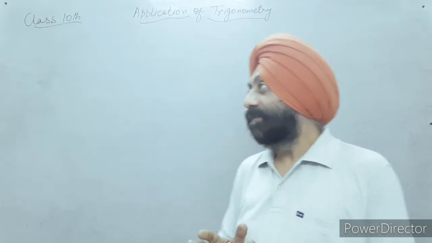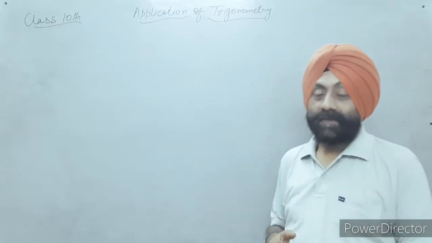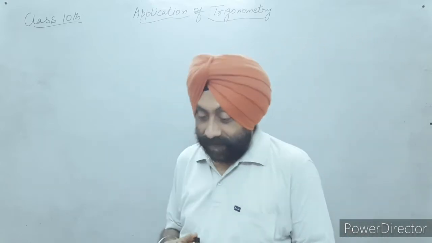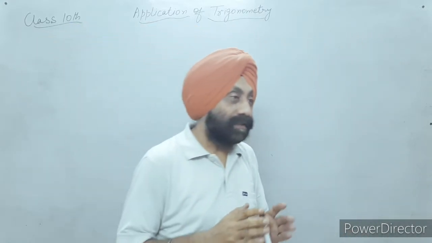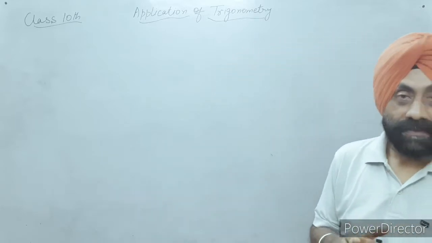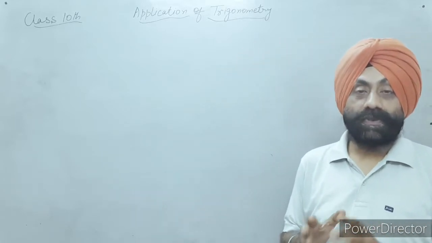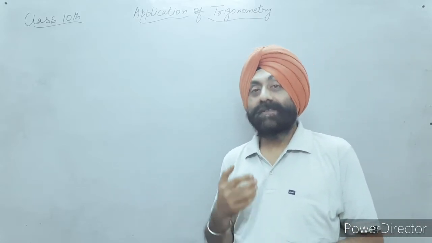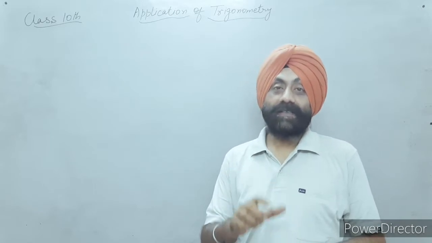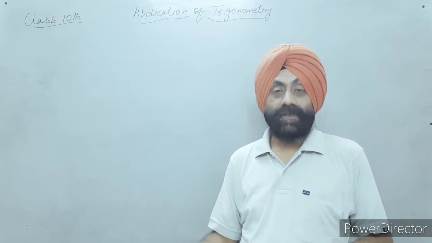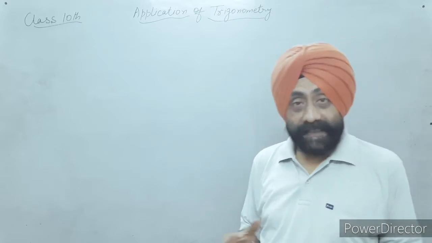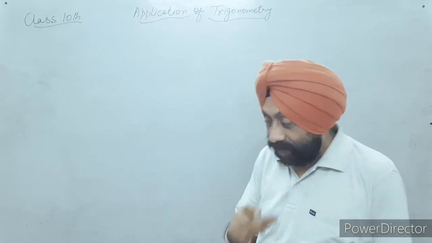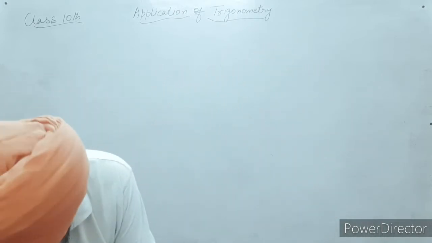Continuing my chapter of application of trigonometry, I would like to solve a few more questions from this very chapter of class 10th. As I told you, if you want to do this chapter, you should know the relationship between the sides and the angles of a triangle, as well as the trigonometric values of the angles, say sine 30, 45 degrees, 60 degree, 90 degree, right? You should remember those values. Now to start, the first question is this.